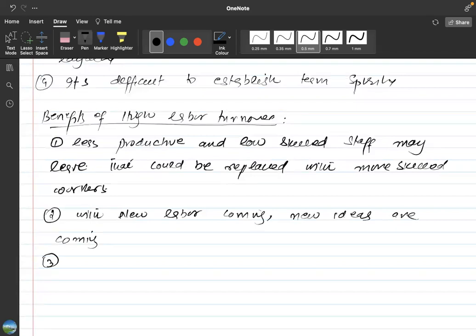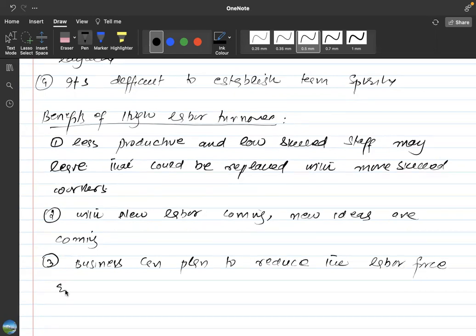Thirdly, business can plan to reduce the number of workforce. If labor turnover is too high, business can think of going towards the capital intensive technique that can ultimately reduce the long-term cost of business, that is the variable cost of wages and time rate and piece rate system. Business can plan to reduce the labor force and can plan to move towards capital intensive techniques.